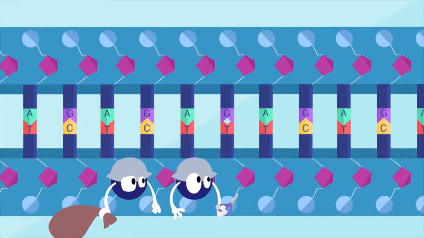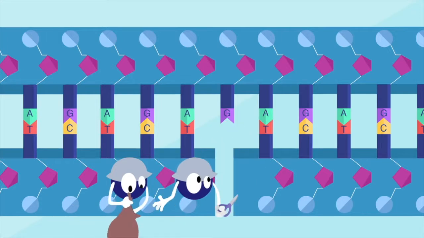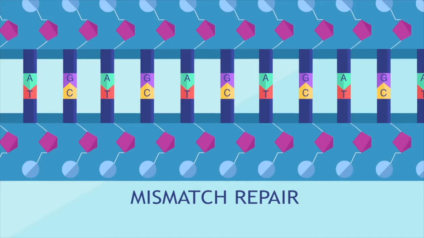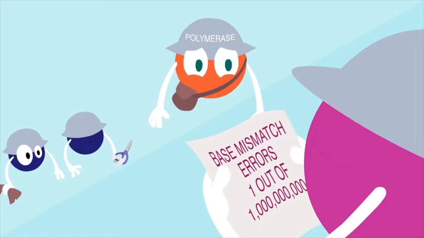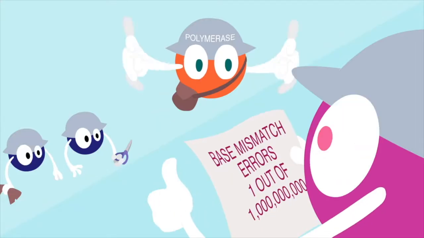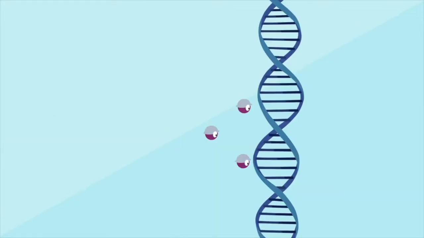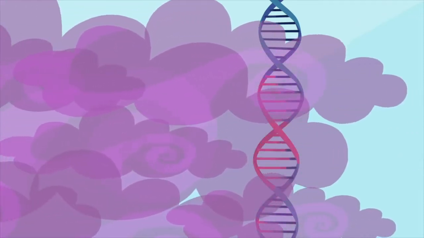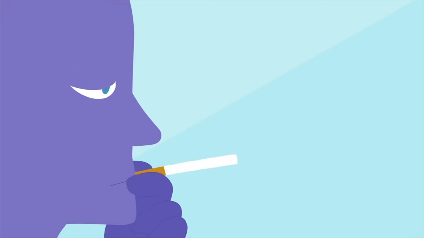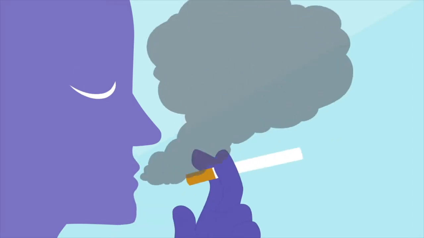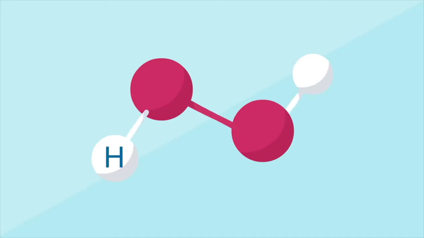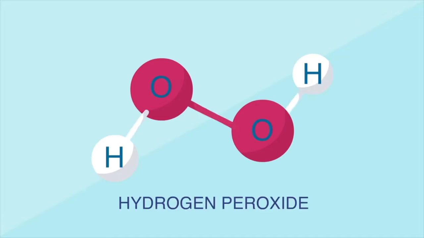If they find a mismatch, they cut out the incorrect nucleotide and replace it. This is called mismatch repair. Together, these two systems reduce the number of base mismatch errors to about 1 in 1 billion. But DNA can get damaged after replication too. Lots of different molecules can cause chemical changes to nucleotides. Some of these come from environmental exposure, like certain compounds in tobacco smoke. But others are molecules that are found in cells naturally, like hydrogen peroxide.